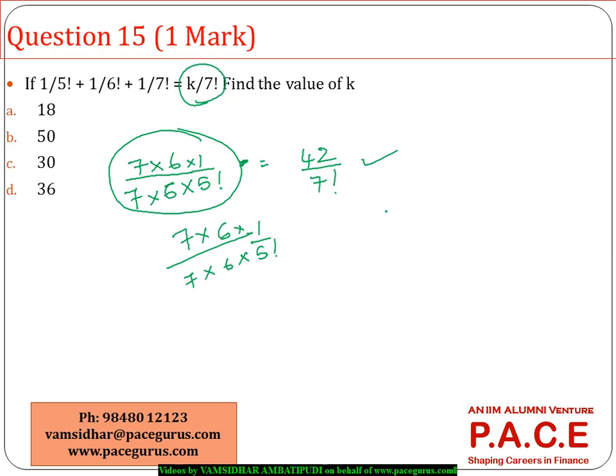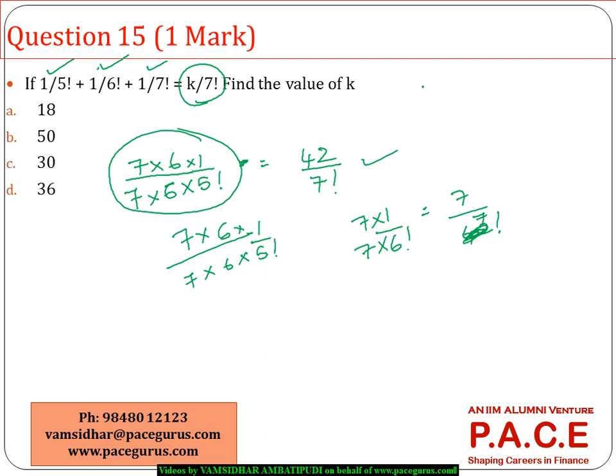What about the second term? Try it like this. 1 by 6 factorial. So to make it 7 factorial, multiply this by 7, which means numerator also multiply it by 7. So overall this is becoming 7 by 7 factorial. So the first term is 42 by 7 factorial, this is 7 by 7 factorial and this is 1 by 7 factorial.